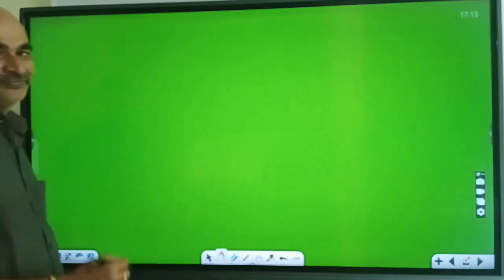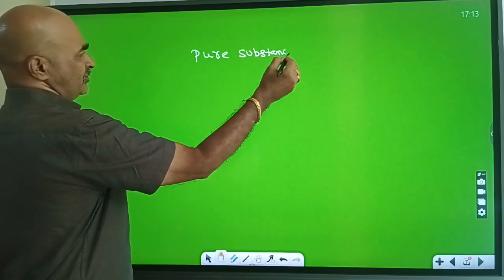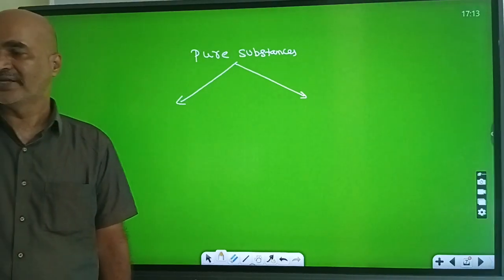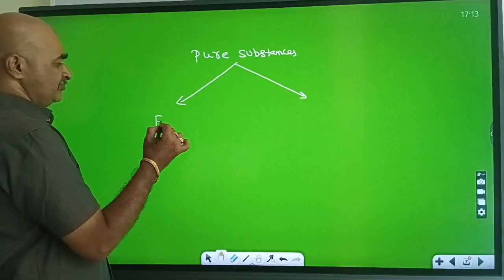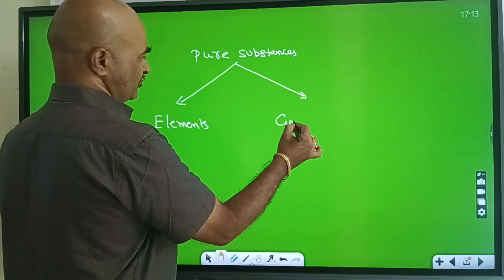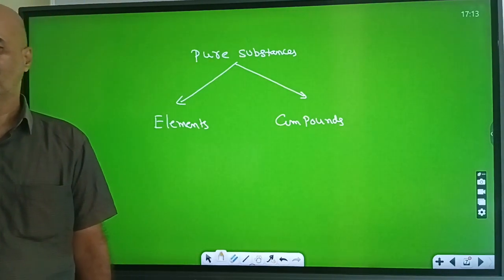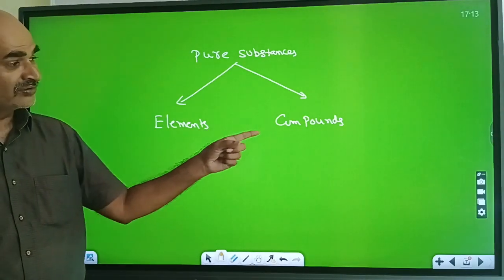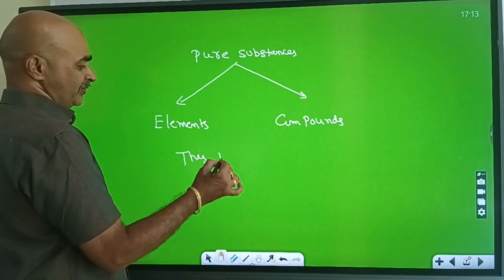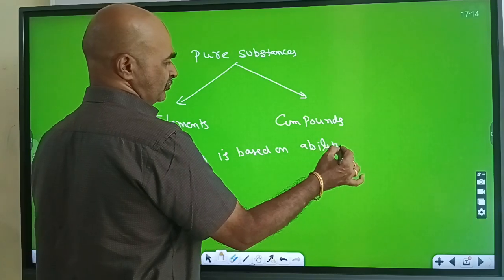Okay. Next, pure substances are classified into two categories. One is elements, and the second one is compounds. This is based on the ability to separate.